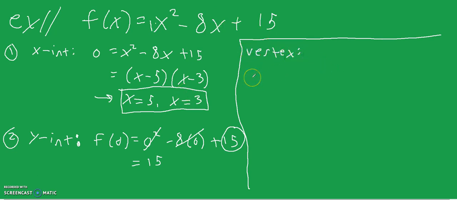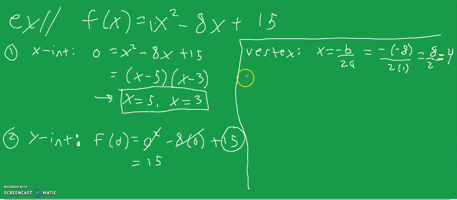Now that's a two-step process for the vertex. First I need to find the x component of the vertex, and that's going to be x equals negative b over 2a, which in this case is negative negative 8 all divided by 2 times 1, which is 8 over 2, which gives me 4. So that's the x component of my vertex.